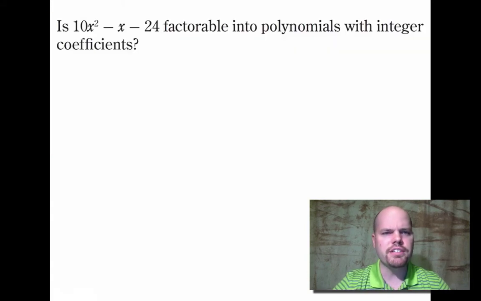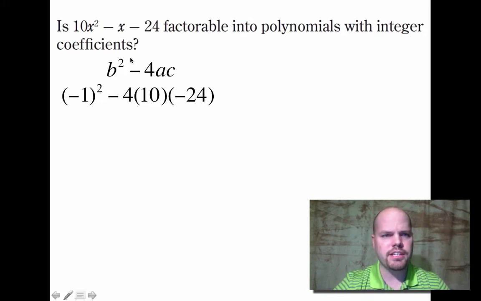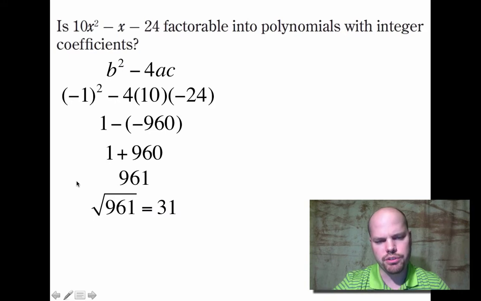All right, so is 10x squared minus x minus 24 factorable into polynomials with integer coefficients? Well, we'll find the discriminant, and in this case, a is 10, b is negative 1, and c is negative 24. So we're going to go negative 1 squared minus 4 times 10 times negative 24. It's going to give us 1 minus a negative 960, so 1 plus 960, which is 961, and 961 is a perfect square, so this will be factorable.